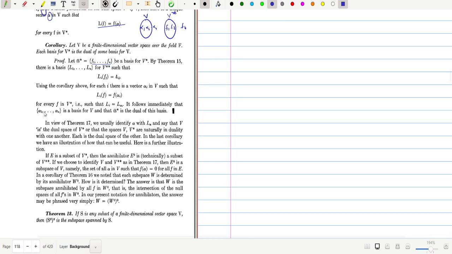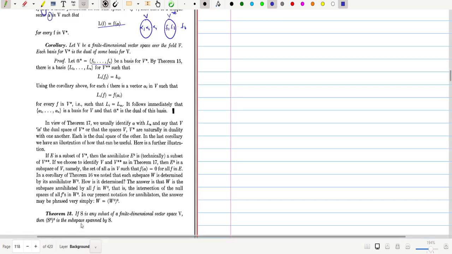Next we will discuss theorem 18. Before going to theorem 18, we need to discuss some convention of this. If E is a subset of V star, then the annihilator E naught is technically a subset of V double star. Okay, we have discussed annihilator.